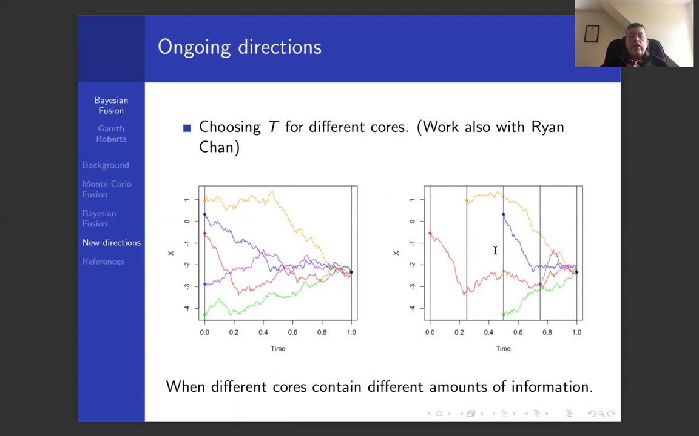I wanted to just say something about where we're going with this fusion work, because there seem to be lots of interesting new directions. Well, one project we've been looking at involves trying to deal with a situation where we might have very different levels of variation on different cores. Perhaps we have very different data set sizes on different cores. And so what we have to do in that context is to choose capital T to be different on those different cores. And so we can extend and adapt the entire Bayesian fusion setting in order to work in the following way. The diagram there shows the green path running for a much shorter amount of time, for instance, than the red path. And this is joint with Ryan Chan.